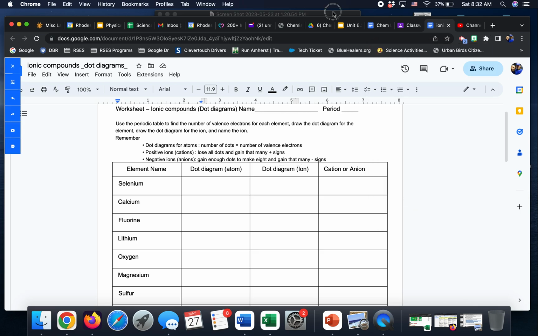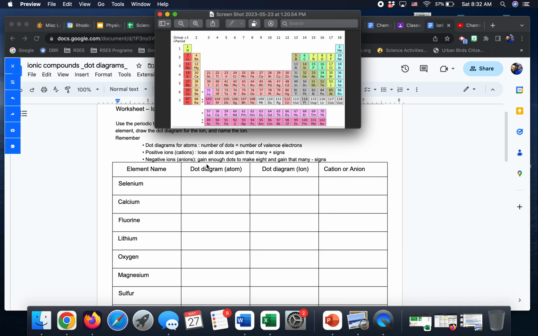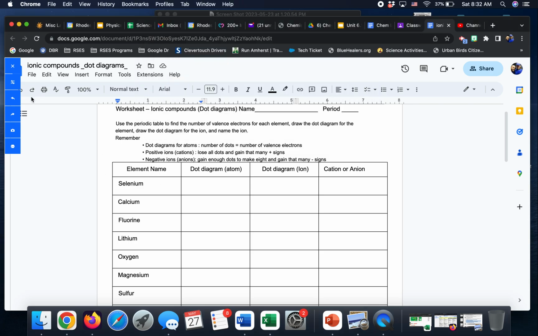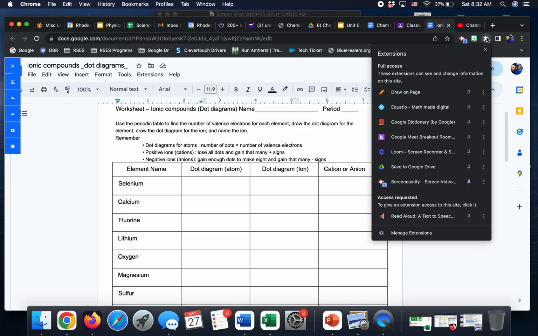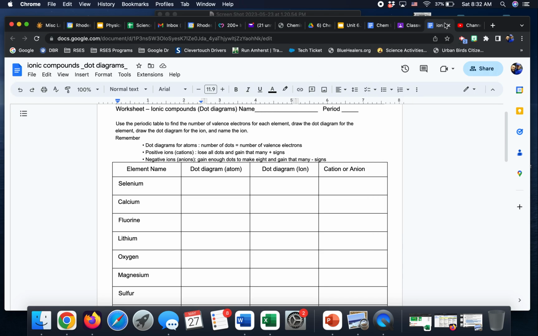So let me pull that up. I'm going to start with the first one, selenium, which has an atomic number of 34. Sorry about that, little technical difficulties. We said this had an atomic number of 34. Remember, 2, 8, 8, 18, 34. So 2 will go there, 8 will go there, 8 will go there. That's 18. That leaves 16 here.